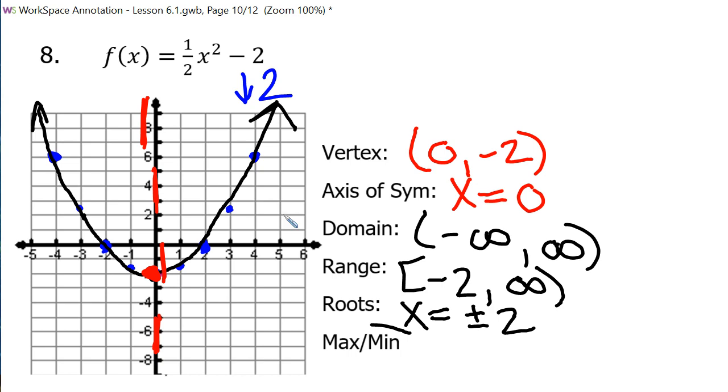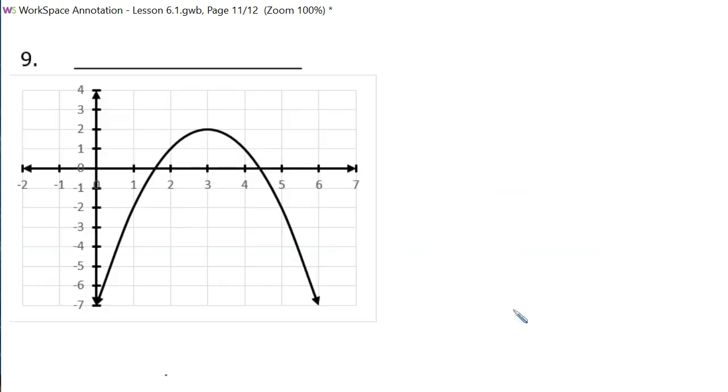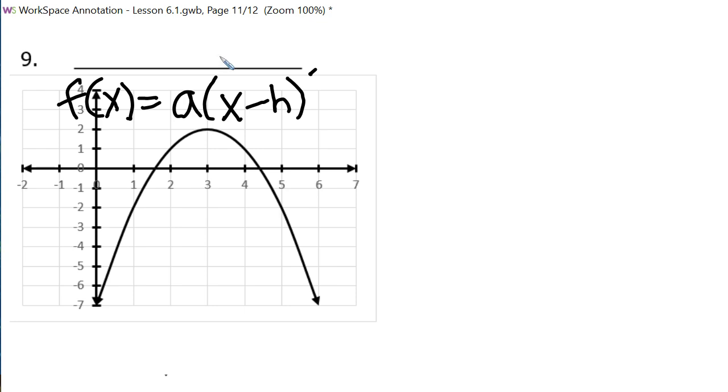The last two questions, we're going backwards. Now they're giving us the graph, and we have to write the equation that produces that graph. For number 9, make sure that your answers are in vertex form. So it's going to be f of x equals a, inside the parentheses x minus h, squared, and plus k at the back.